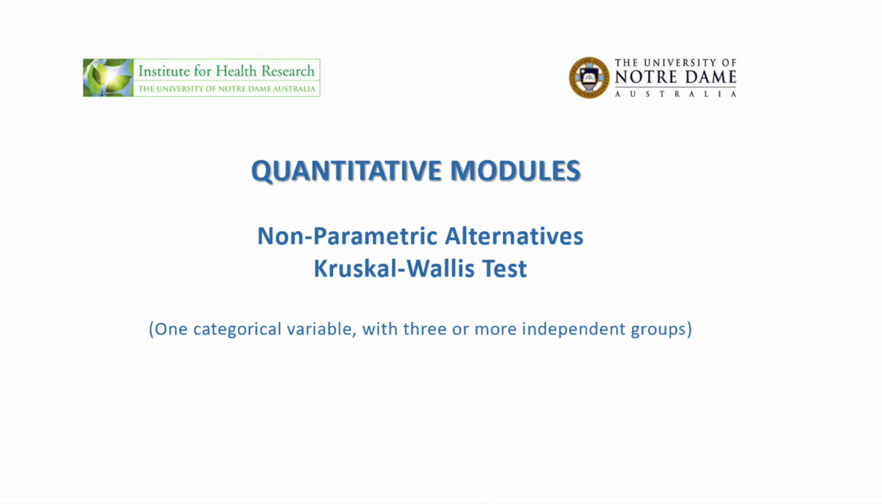This module will show you how to complete the Kruskal-Wallis Test. The Kruskal-Wallis Test is a non-parametric alternative to the one-way ANOVA. It compares differences between several independent groups and presents pairwise comparisons for individual group differences. Statistically, it ranks the scores, then sums group ranks.